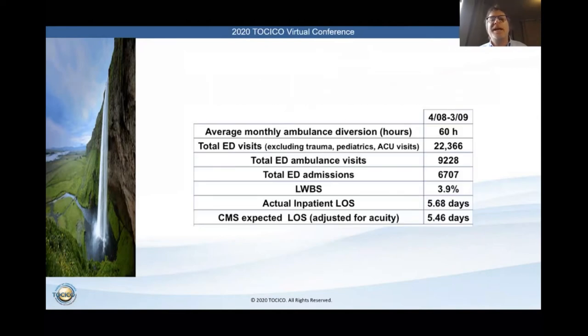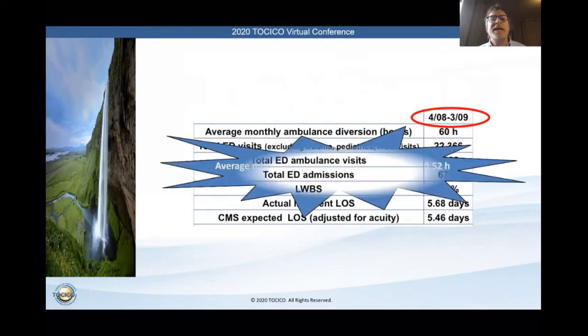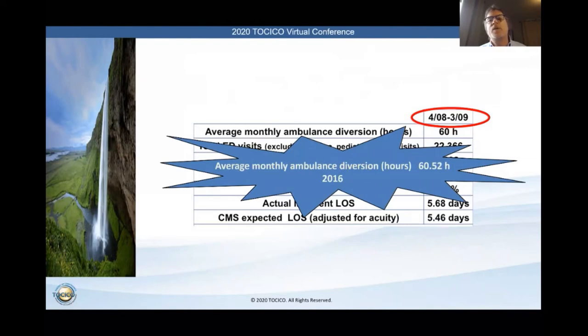Well, we didn't do that. In 2008, when we first started our TOC patient flow work, we had an average ambulance diversion time of 60 hours per month. And 8 years later, which was the last time I looked at our data, we were right back where we started, with 60 hours of ambulance diversion per month.